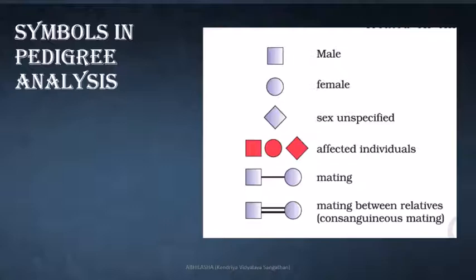A single line connecting a male and a female indicates mating, and two parallel lines connecting a circle and a square means that the mating is between relatives, that is consanguineous mating.